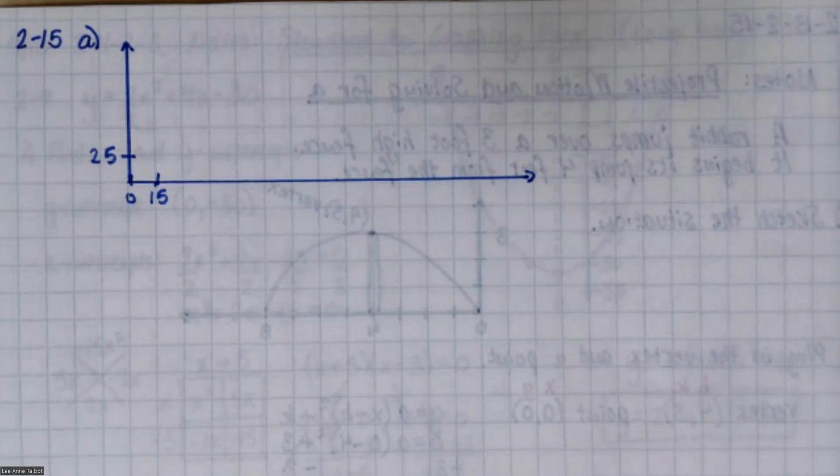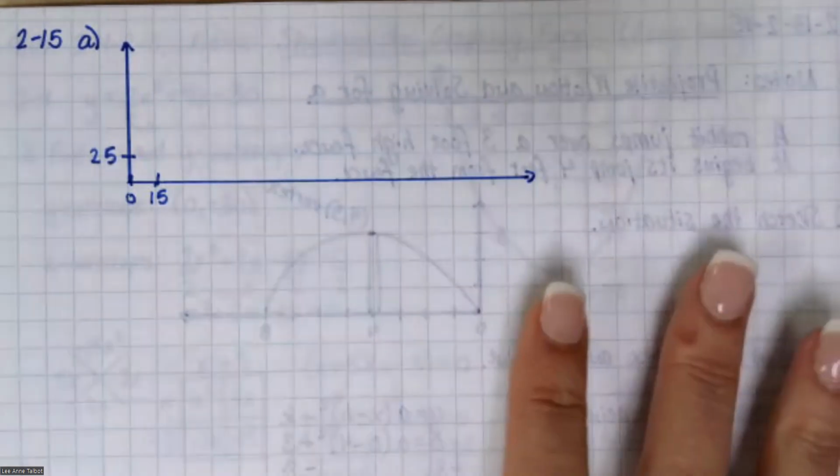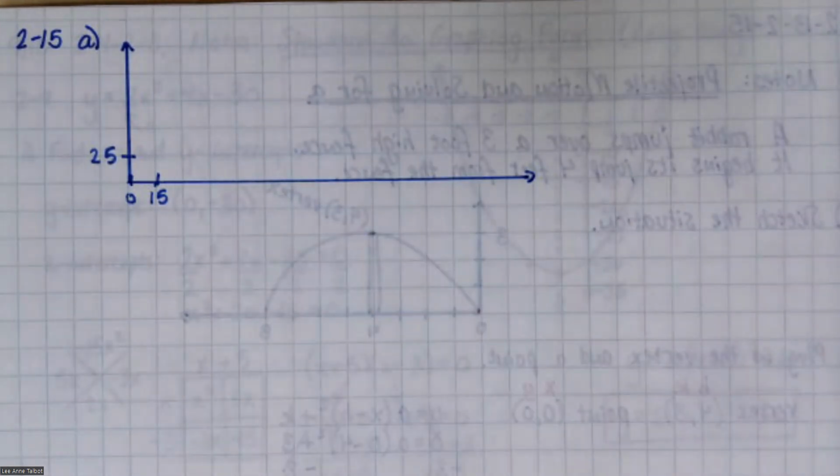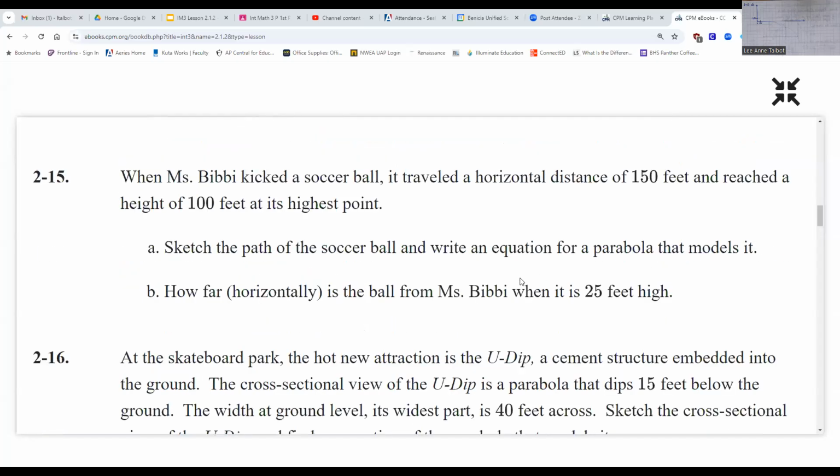Okay, so just set this up real quick. Then I'm going to put the problem up from the CPM book, and then I want you guys to do this one. You just need to sketch, plug in the vertex and a point, find the equation. Don't do B, you're just doing A. Definitely talk to each other.